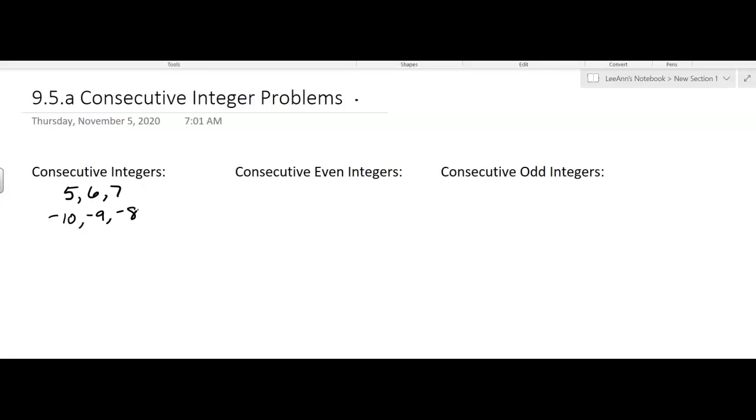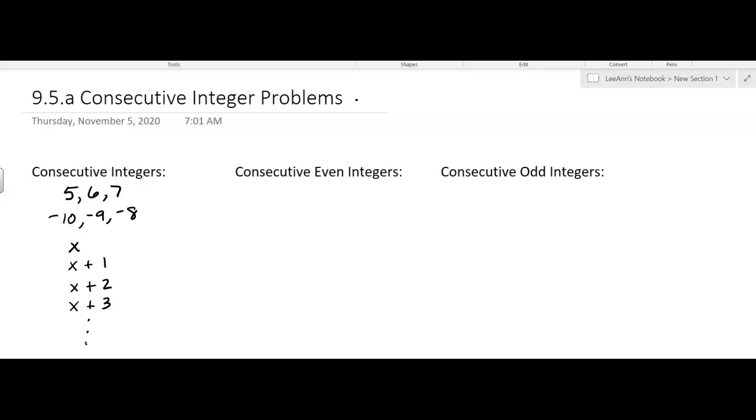So how do you set up consecutive integers? Well, the first one will be your variable, x or n or whatever letter you like. And then the next integer would be x plus 1. The next one after that would be x plus 2. Then x plus 3, and so on. Depends on how many integers you need.